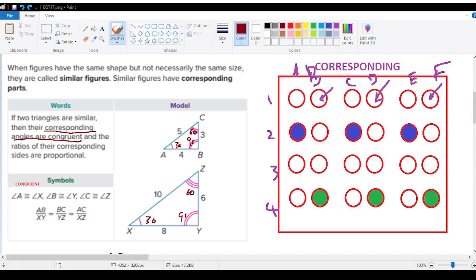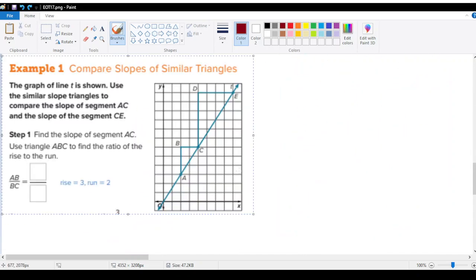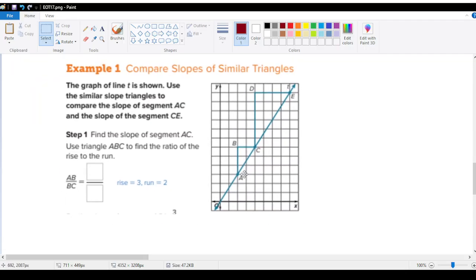Now let's see the questions. What will the question talk about? Let's try. Okay. Now let's take the first example here. Can you help me read that example, Shamsa? Try to read it.